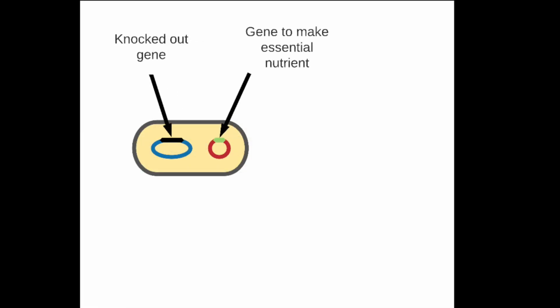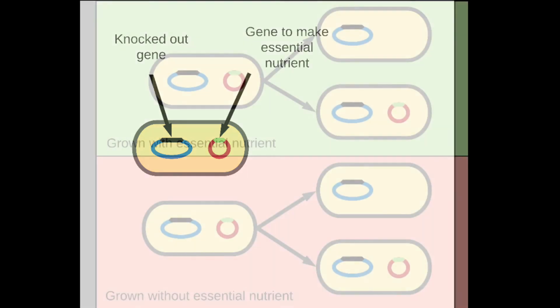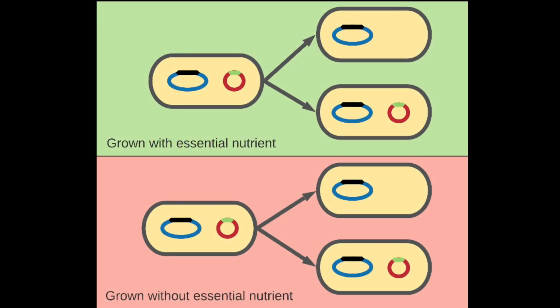Then, we place this gene on the engineered plasmid and transform as normal. Since this plasmid supplies the genetic material necessary for producing this essential nutrient, the engineered bacteria is no longer dependent on an exogenous supply. Then we grow the bacteria in media lacking this essential nutrient.